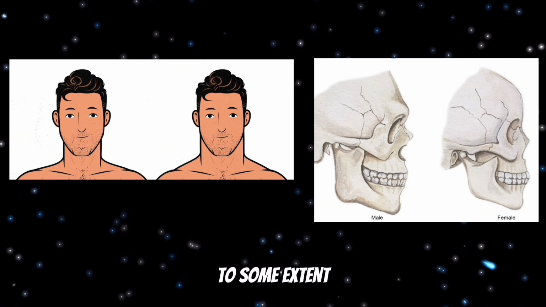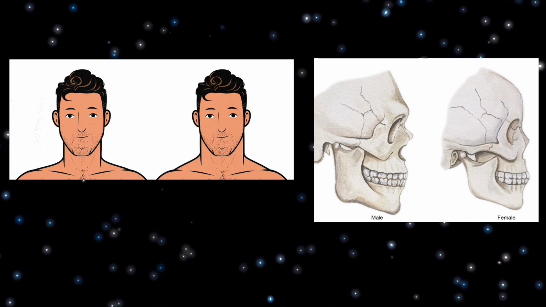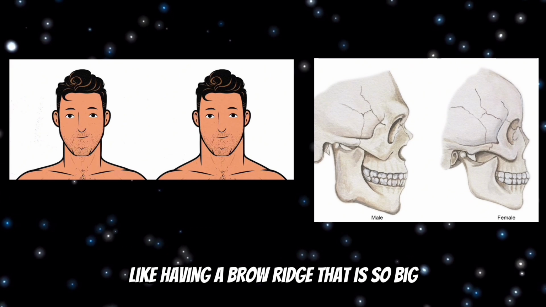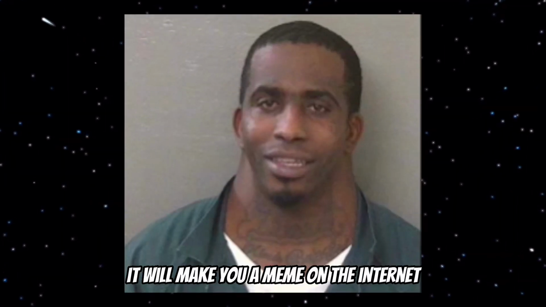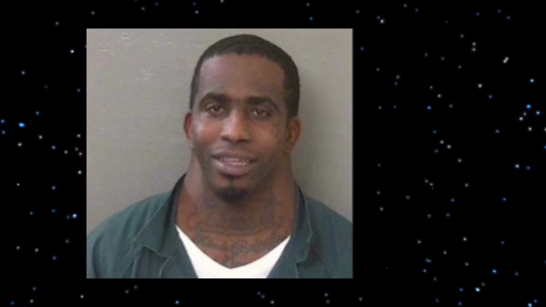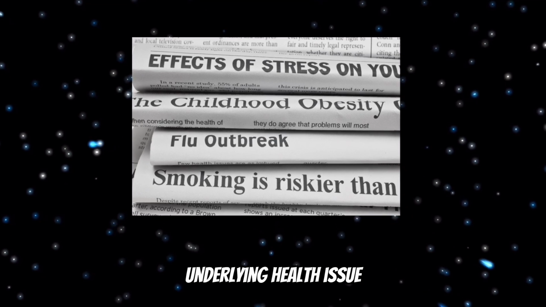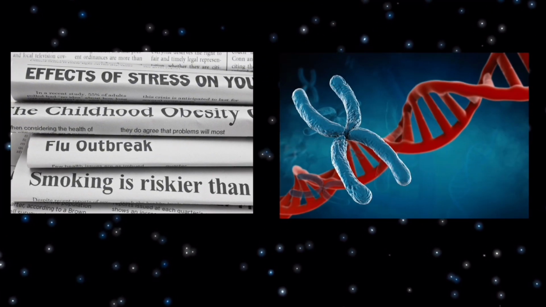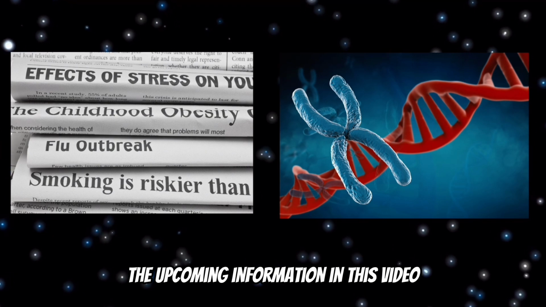This is true to some extent, but of course some features can get too dimorphic and get out of proportion, like having a brow ridge that is so big it will make you look like a Neanderthal, or a neck so thick it will make you a meme on the internet. These types of exaggerated dimorphic features only happen when there is an underlying health issue or genetic mutation. So don't worry, you won't gain this from applying the upcoming information in this video.